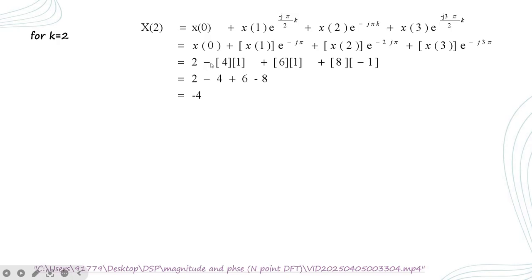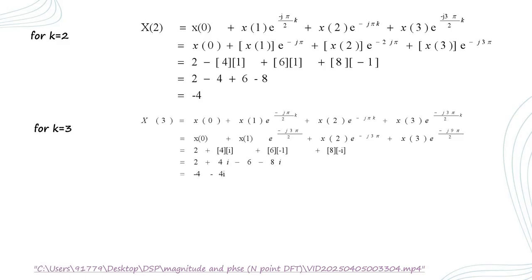So x of 0 is 2 minus x of 1 is 4. When you simplify this, e raised to minus j pi, you get it as 1 plus x of 2 is 6. E raised to minus j 2 pi, when you simplify, you get it as 1. X of 3 is 8. E raised to minus j 3 pi, it will be minus 1. So again simplify this, you will get it as minus 4. This is our capital X of 2.